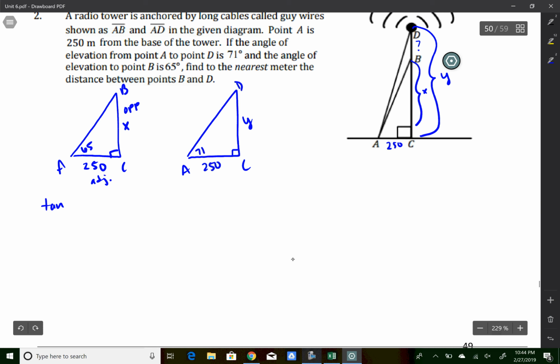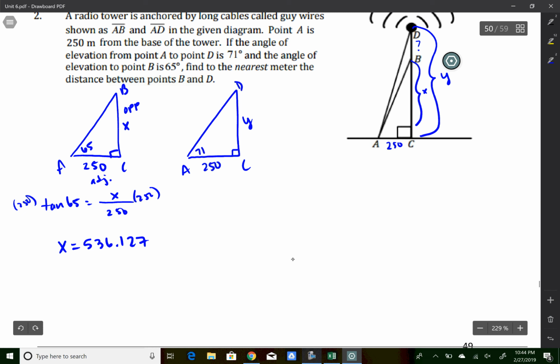So I'm going to say the tangent of 65 is equal to the opposite side over the adjacent side. Multiply both sides by 250. So I have 250 tangent of 65. So X, which is the shorter piece, is 536.127.